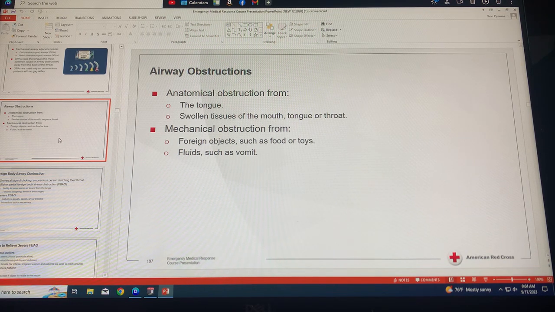Mechanical obstruction, also known as foreign body airway obstruction, occurs when foreign objects such as food or toys, or fluids such as vomit, block the airway. So here we have again on the slides, anatomical obstruction from the tongue or swollen tissues of the mouth, tongue, or throat, and then mechanical obstruction from foreign objects such as food or toys, and fluids such as vomit.